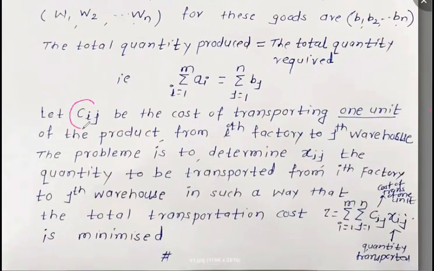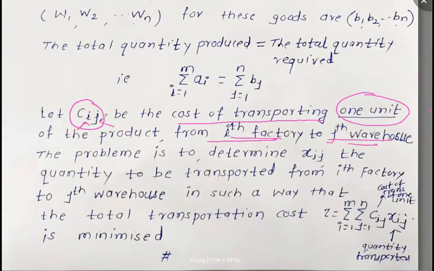Let Cij, C suffix ij, be the cost of transporting 1 unit of the product from the ith factory to jth warehouse. Cij denotes the cost of transporting 1 unit from the ith factory to jth warehouse.